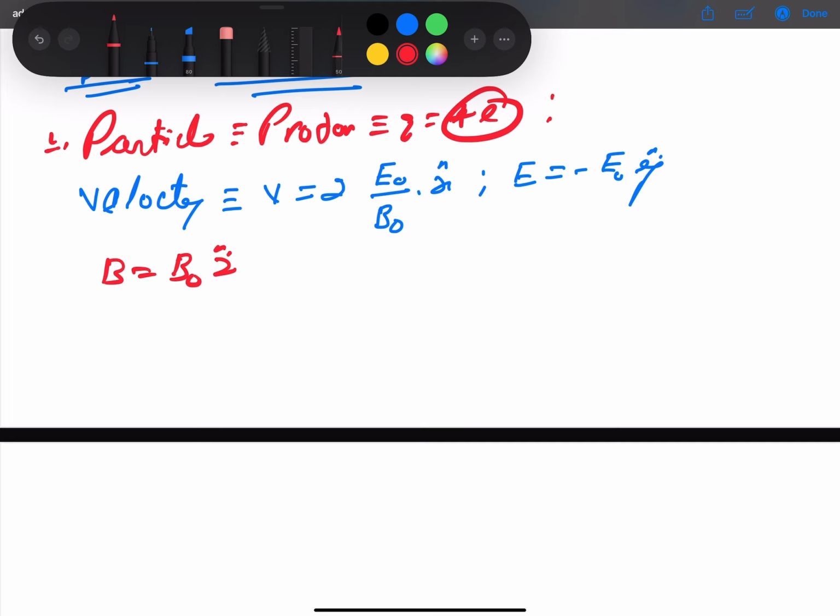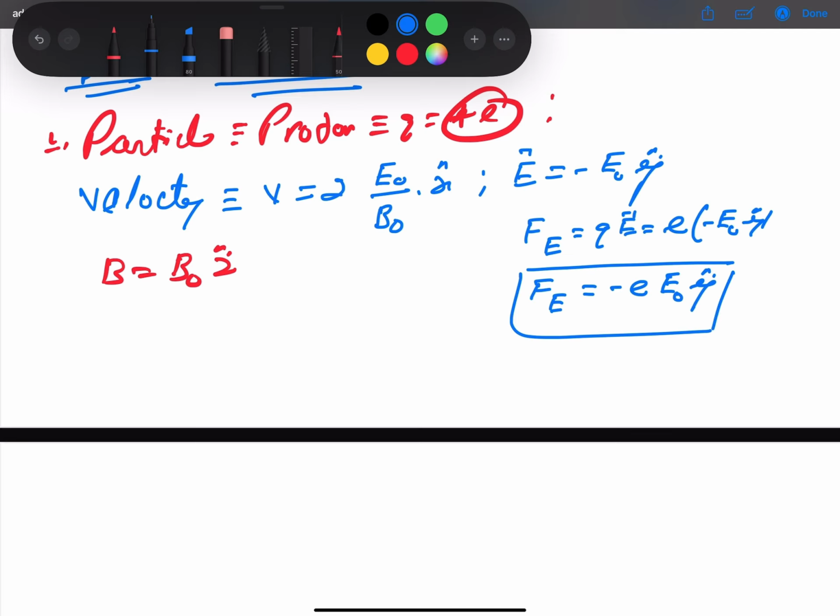So first of all, let's find out what will be our electric force. Our electric force will be Q multiplied by the electric field, and Q is positive, so this is plus E, and this is minus E naught y unit vector. So this is the force due to the electric field.